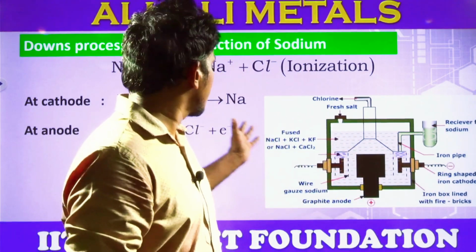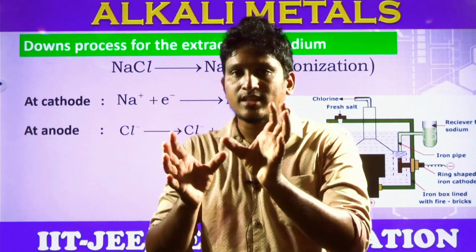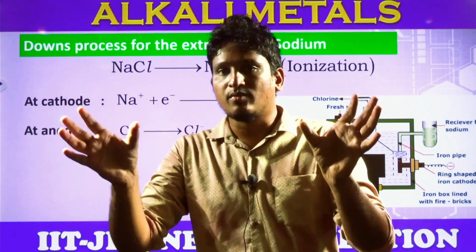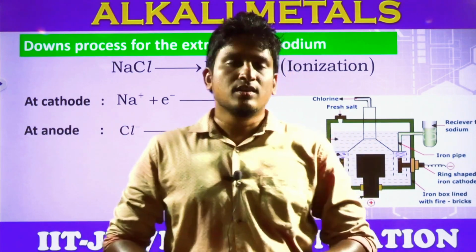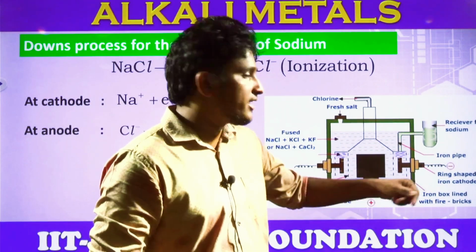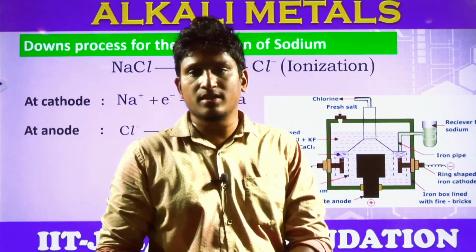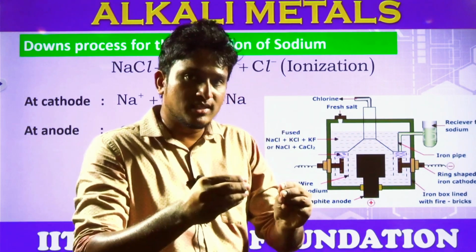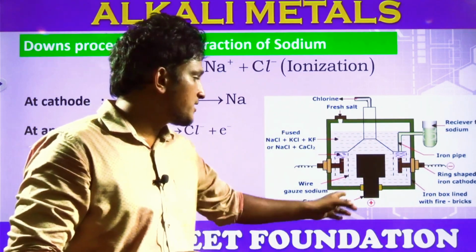So during electrolysis, what are the reactions we can expect? Sodium chloride will be dissociated into sodium ion, chloride ion. What is sodium ion? Na plus. What is chloride? Cl minus. Now answer, sodium ion, where will it be deposited? At anode or at cathode? At cathode, students. Why? Because cathode is a negative terminal electrode. Yes or no? These positive ions will be deposited here, and the negative chloride ions will be deposited at anode.